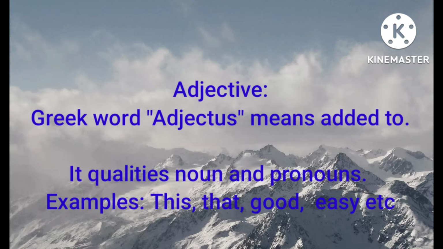Here in this lecture I'm going to explain only the words of the concerned group. I will not explain in the form of sentences, but just one by one I'll explain which group of parts of speech these words belong to. So adjective is a word which qualifies noun and pronoun, and as an example, this, that, good and easy are words which belong to the adjective group.